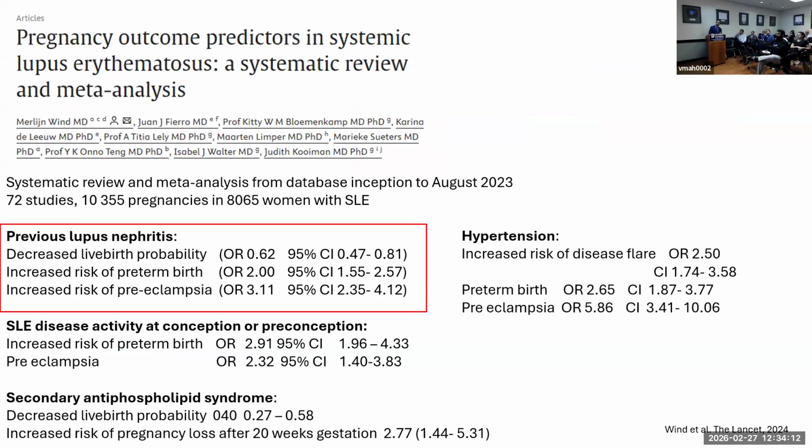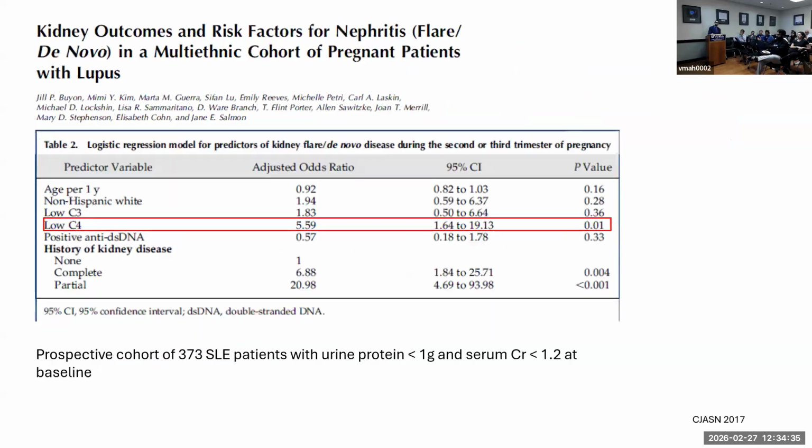So this was just another paper. This was more recent, looking at general lupus. I want to highlight here that this was 10,000 pregnancies, so again, a large sample. Previous lupus nephritis was associated with increased live birth probability, increased risk of preterm birth, and increased risk of preeclampsia. The odds ratios are pretty much similar to what was documented prior.